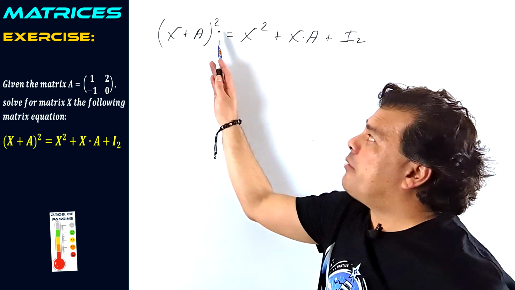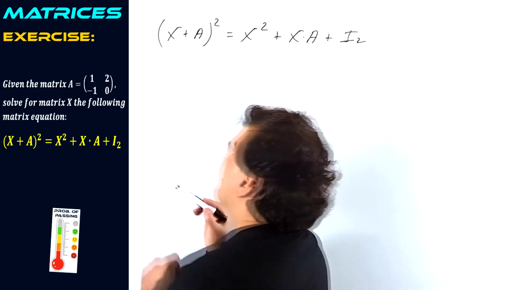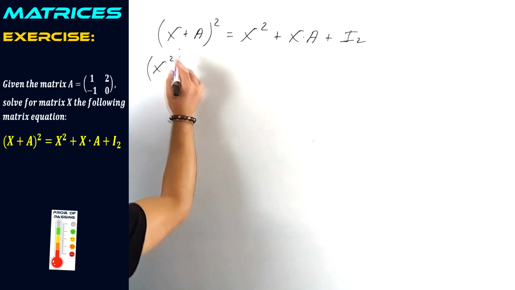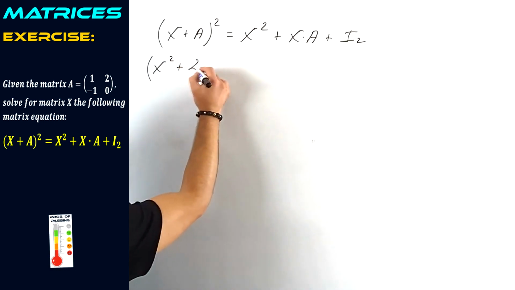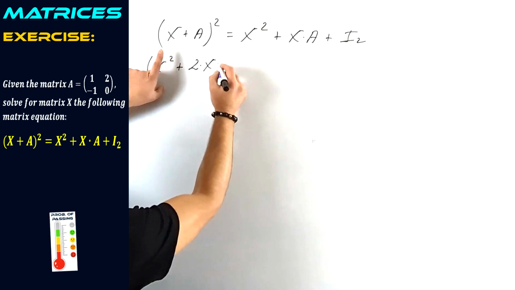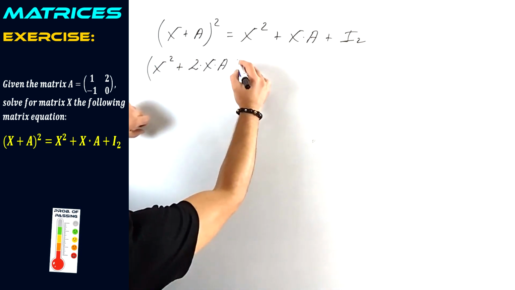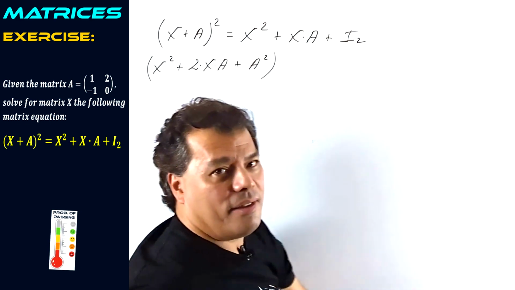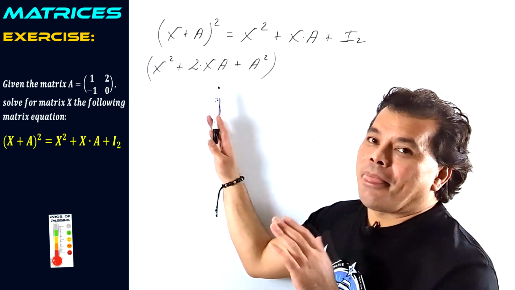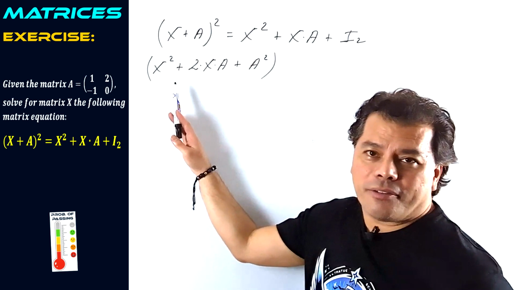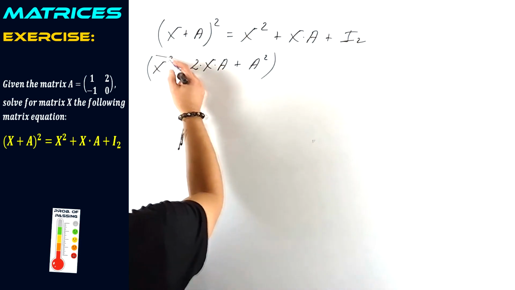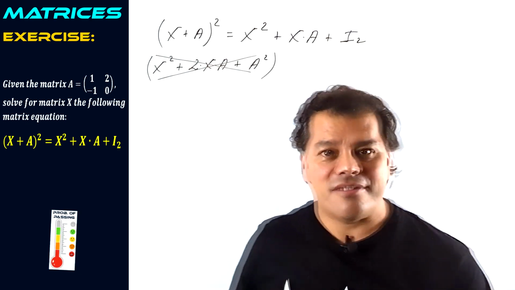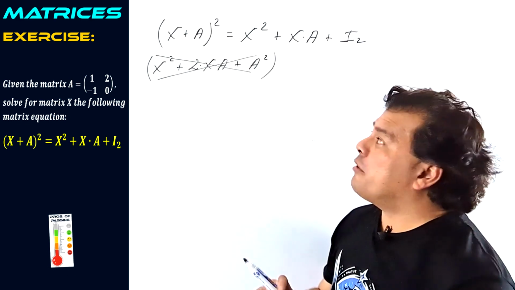Do you think that it's correct to open this parenthesis in this way? X squared, the first one squared, plus 2 times the first one times the second, plus A squared. Do you think it is correct? Of course, it is not correct. It would be a very big mistake to open the parenthesis in this way. What are we going to do?